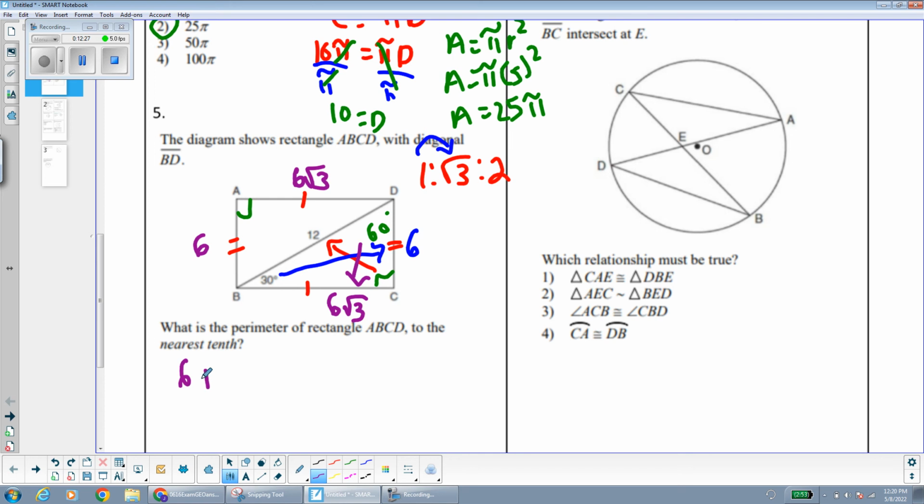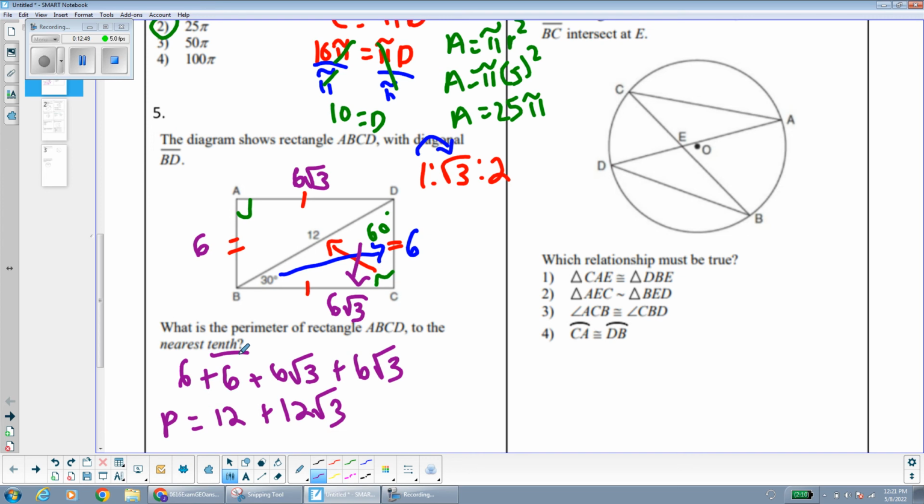So we can add 6 plus 6 plus 6 radical 3 plus 6 radical 3, and we get 12 plus 12 radical 3. That's our perimeter. That doesn't simplify any further. Oh, it says to the nearest tenth. I almost missed that. Let me put this into my calculator.